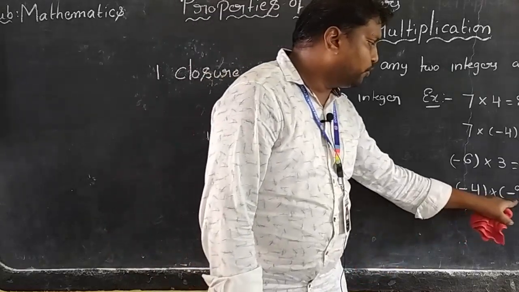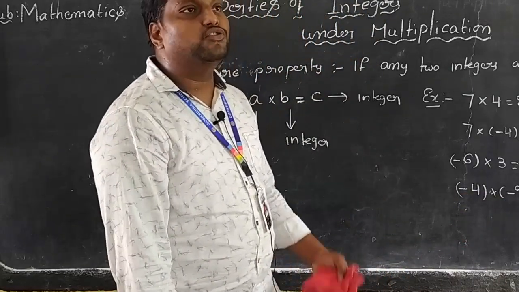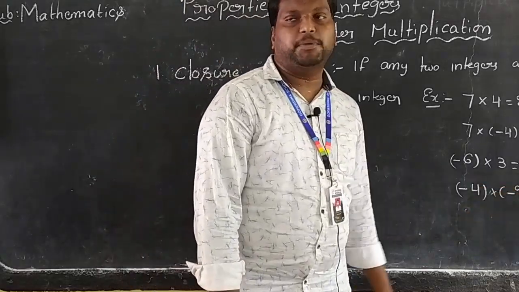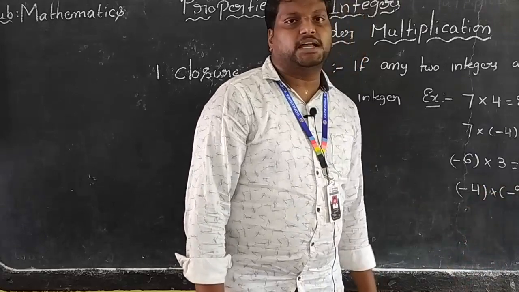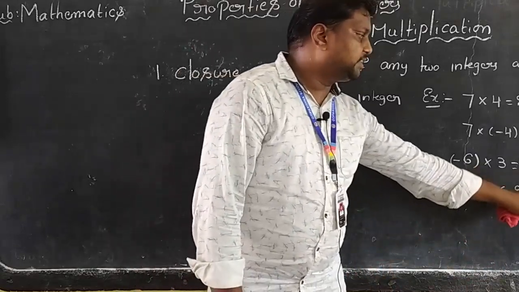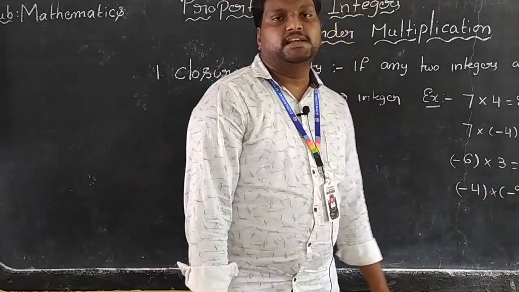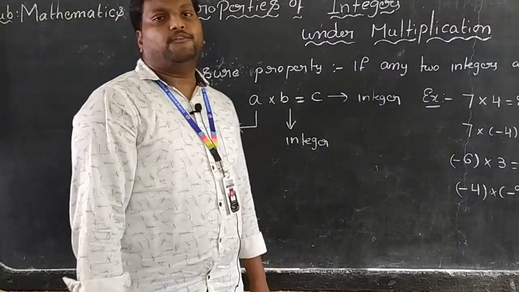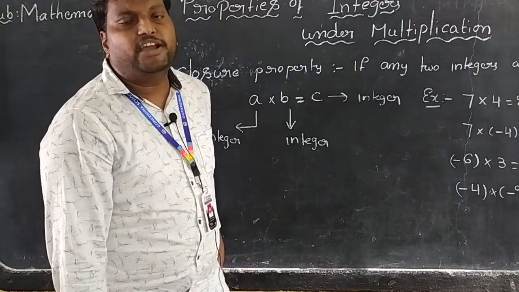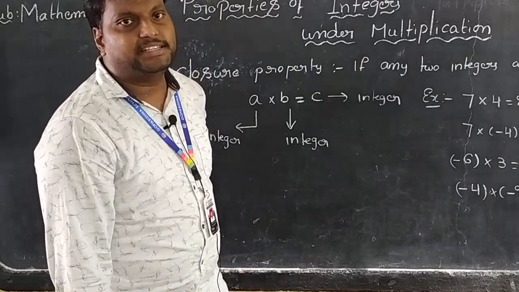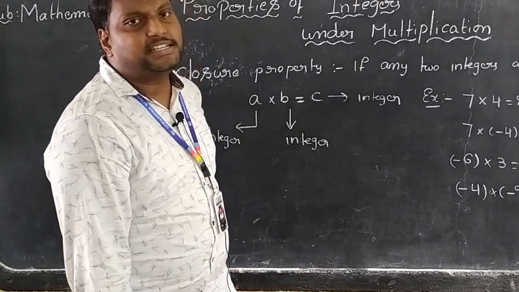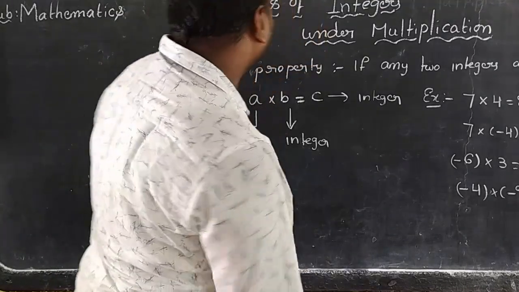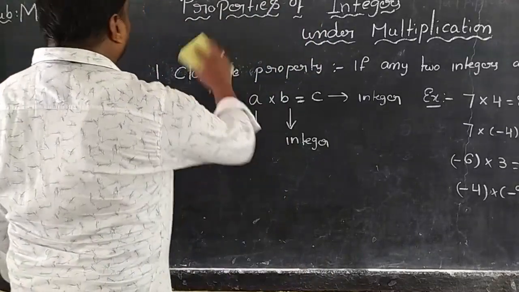Last case, minus 4 into minus 9. Two negative numbers. The product of two negative numbers is a positive integer. Why? Because minus into minus is plus, and 4 nines are 36. 36 is also an integer. This way, the closure property: the product of any two integers is always equal to an integer. This is the closure property.